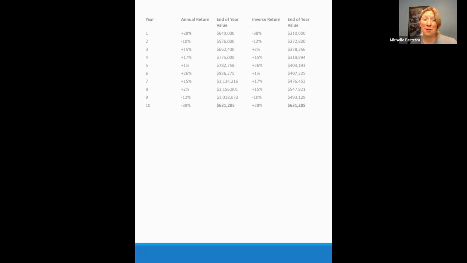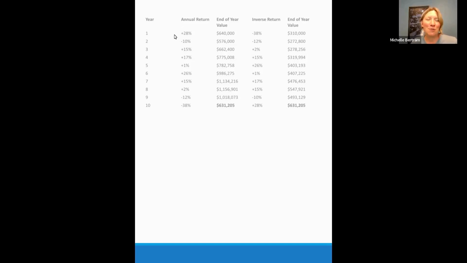often talk about something called sequence of return risk. I just want to walk through what that is real quickly. It is really about the order in which negative and positive returns happen. Now, if we don't take money out, it doesn't really matter when the positive years or the negative years happen. At the end of any given time, you'd have the same amount.